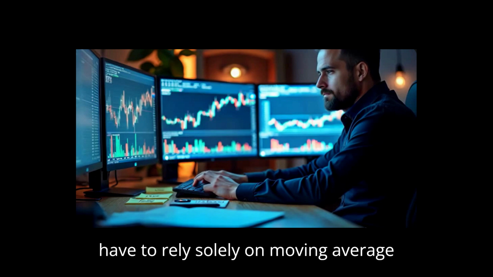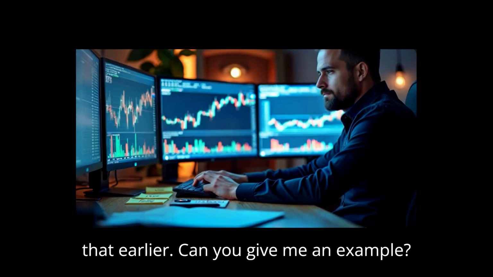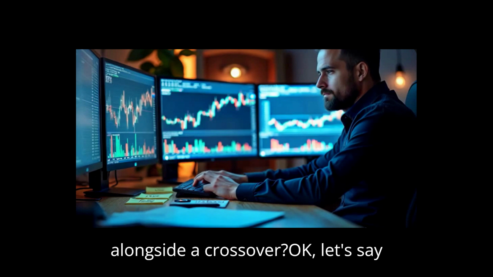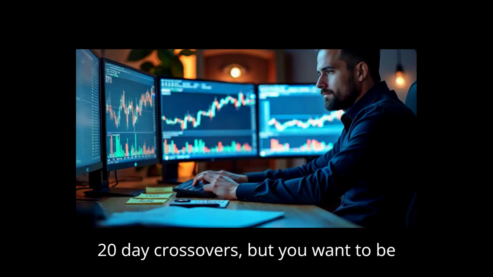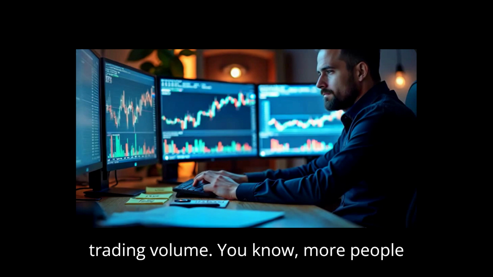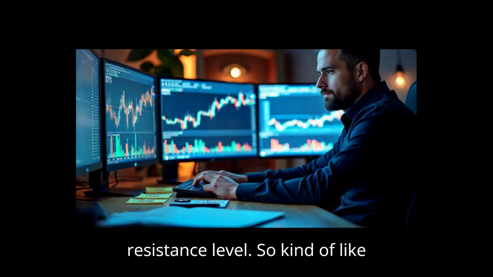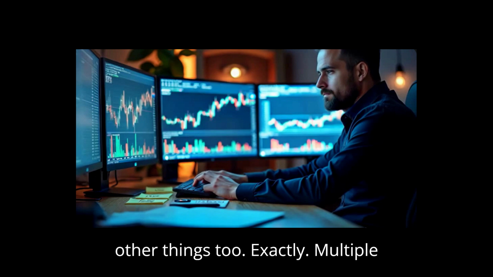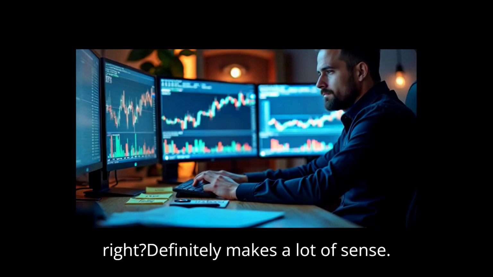And don't forget, you don't have to rely solely on moving average crossovers. Combine them with other indicators. That's right, we talked about that earlier. Can you give me an example? How would you use another indicator alongside a crossover? Okay, let's say you're seeing a potential buy signal based on, maybe, your 10 and 20-day crossovers. But you want to be extra sure. You could look for increasing trading volume, more people jumping in, or maybe a breakout above a resistance level. So kind of like confirmation from other sources. It's not just the moving averages saying buy, but other things too. Exactly. Multiple indicators all pointing in the same direction increases your confidence, right? Definitely. Makes a lot of sense.